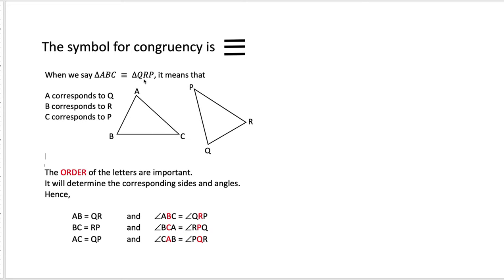Therefore, from the arrangement, we know that AB is equal to QR, BC equal to RP, and AC equal to QP, in that order. And similarly, the angle ABC is equal to the angle QRP, angle BCA is equal to angle RPQ, and the last angle, which is CAB, is equal to the angle PQR. We'll now take a look at an example.